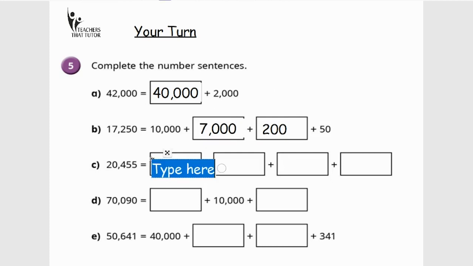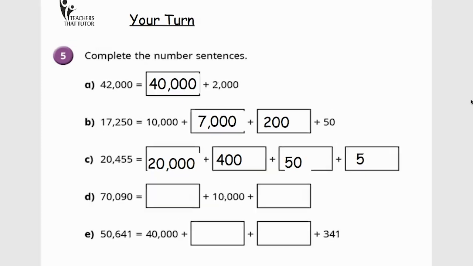So I'm going to partition it into the different parts, starting with the 20,000. Then we're going to have the 400. Then we're going to have the 50. And then we're going to have the 5. Now notice here how there wasn't anything in the tens of thousands column. So there wasn't any in the thousands column, so I didn't need to include it. So I've got 20,000, 400, 50 and 5. When you put all those parts together, you make that total.